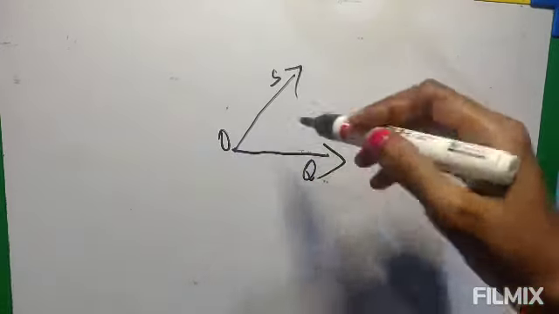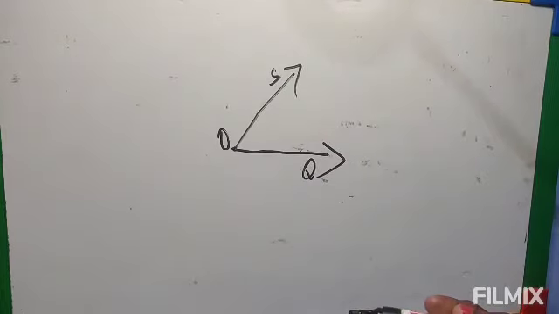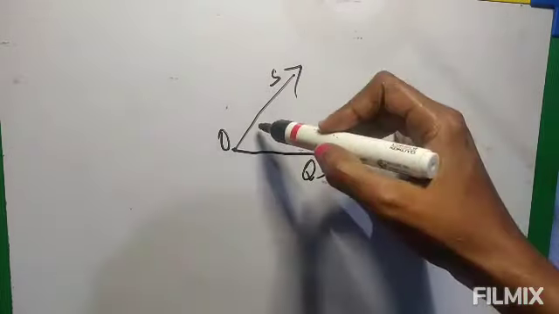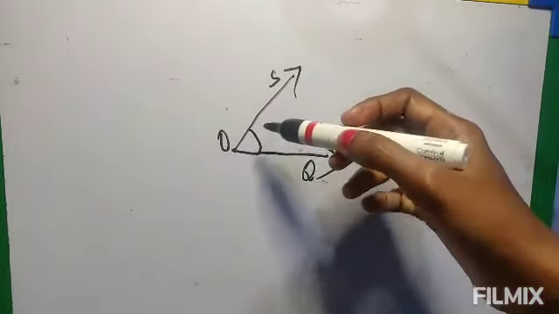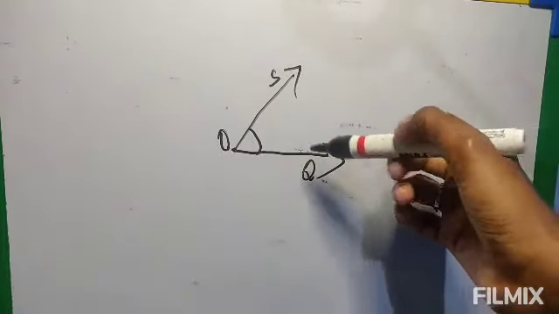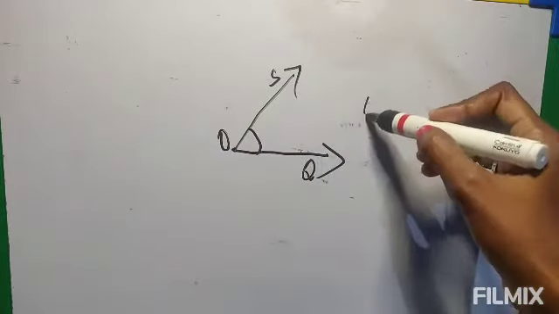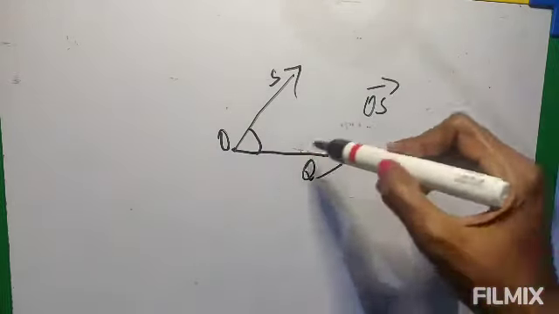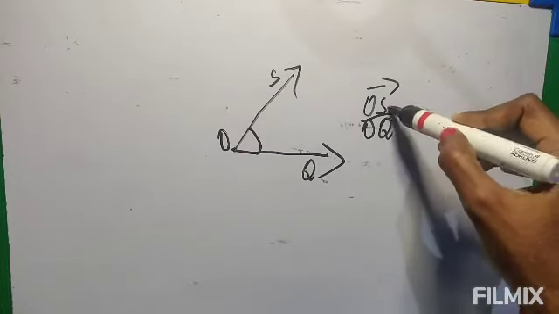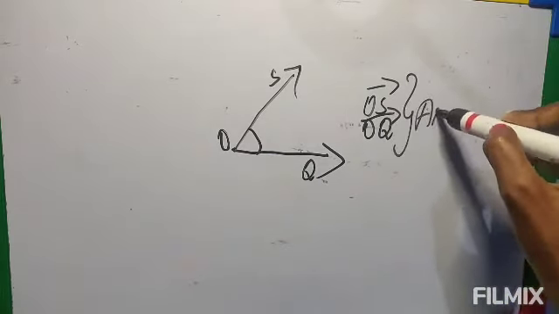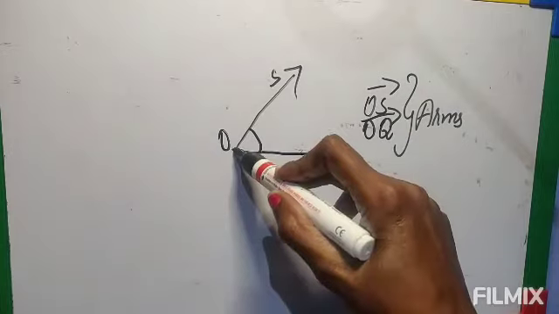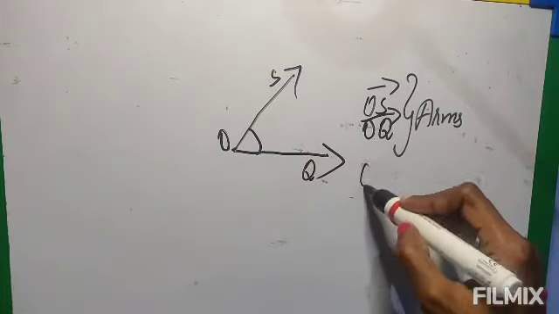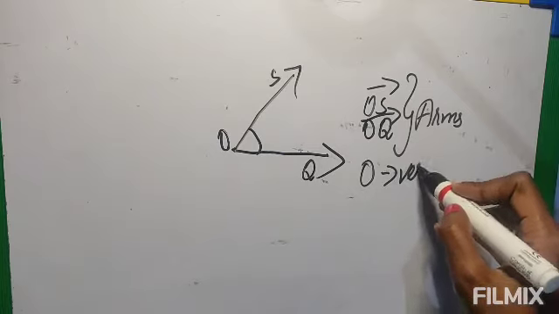So if two rays meet each other at one point, then they form an angle. So here the angle is formed. Here these rays are called the arms of the angle. That means this ray OS and ray OQ, these two are called the arms of the angle. And the point where they are meeting is called the vertex. So here point O is called the vertex.